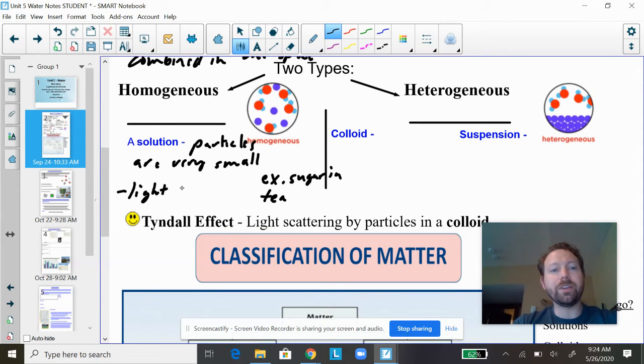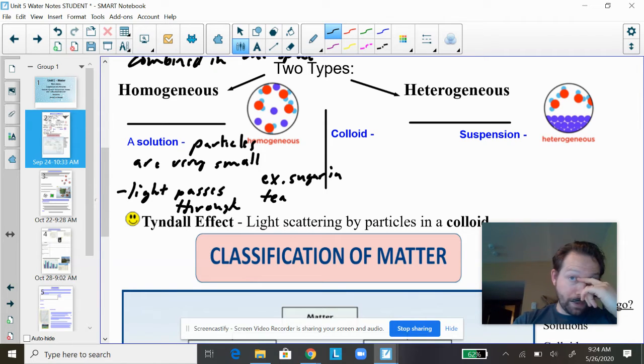Also, if we shine a light through it, if you take a flashlight and you shine it through a glass of sugar water, you'll see that the light goes right through. It doesn't actually hit any of the particles in the homogeneous mixture. What that looks like is you'll see the beam of light going towards the glass. You won't see any light in the actual glass, and then you see the light coming out of it. Again, that means that it's not hitting any large particles enough to make it scatter and that you can see the beam in the cup itself.